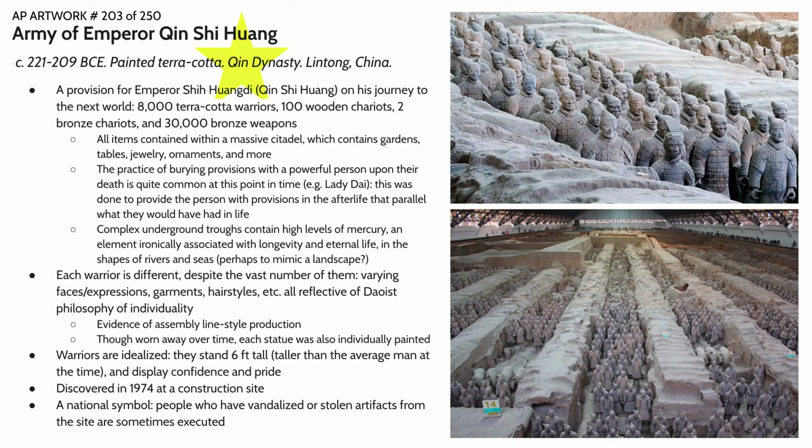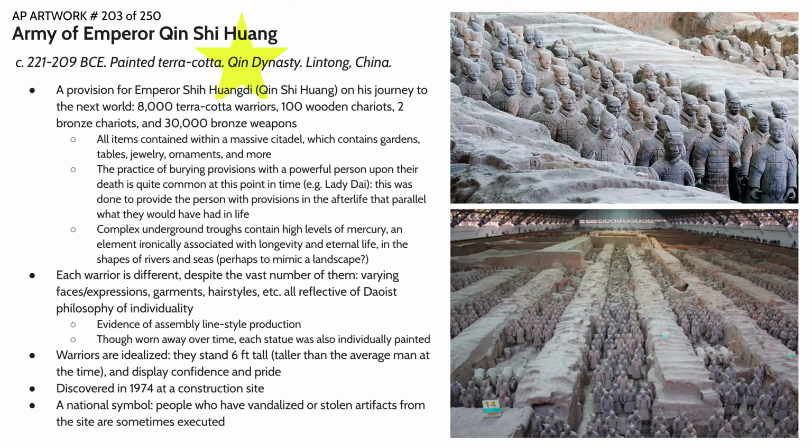So there was actually also this complex of underground troughs that contained high levels of mercury, which is this mineral that is associated with life and longevity. It's sometimes referred to as quicksilver. At room temperature, it looks like a very silver liquid. Unfortunately, it is highly toxic. You don't want to hold it because you can give yourself mercury poisoning.